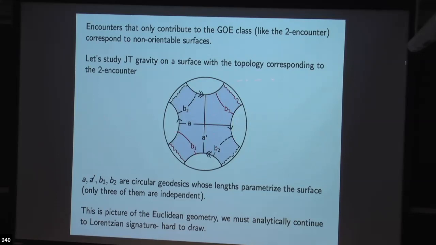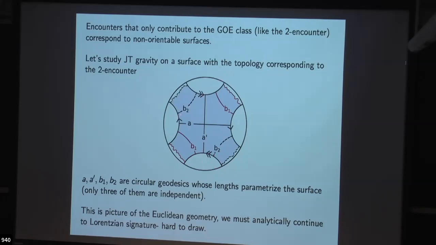What I've drawn here is a picture. In JT gravity, we include only constant negative curvature surfaces. So this is a picture of the hyperbolic disk, and we've cut it out in some ways and made some identifications. The identifications are indicated by these arrows here. Gluing along these identified edges makes a surface that's a wormhole with a cross cap on it.